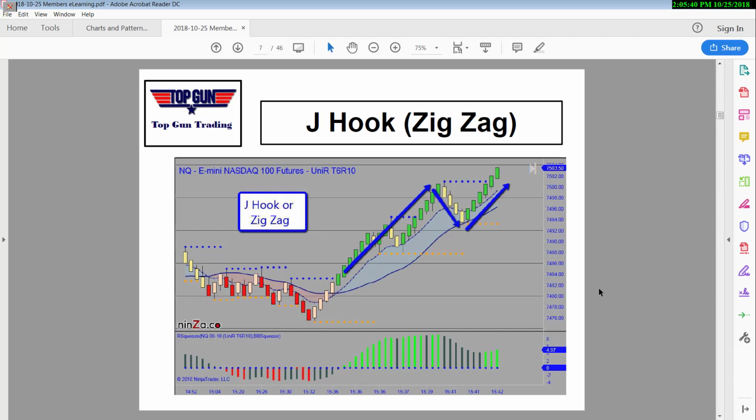This J-hook or zigzag. Don't get concerned by the fact that you're looking at futures charts in the background. Those are the best examples that I have at the moment, and they have certain things. They've got the candles. These are Unirenko candles, but they're candles nonetheless.